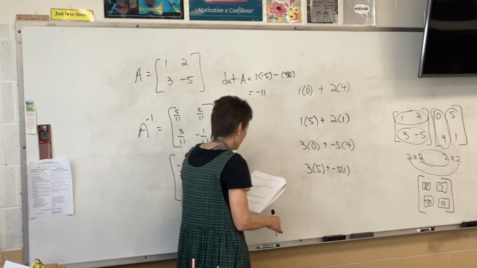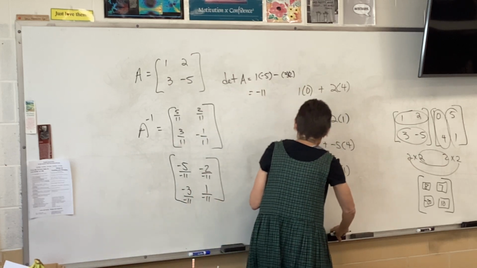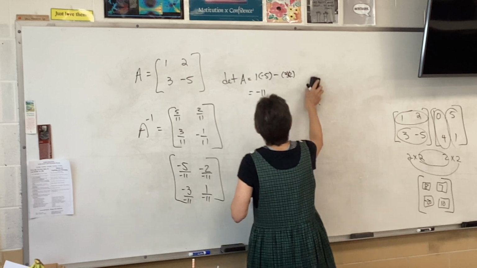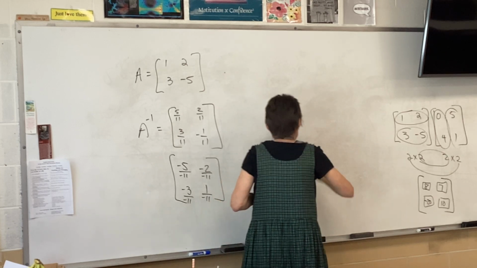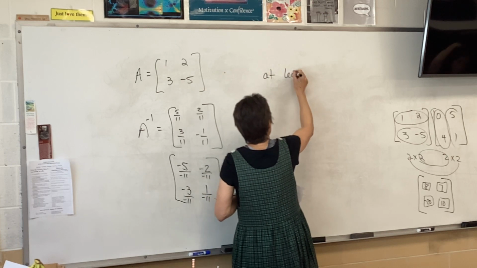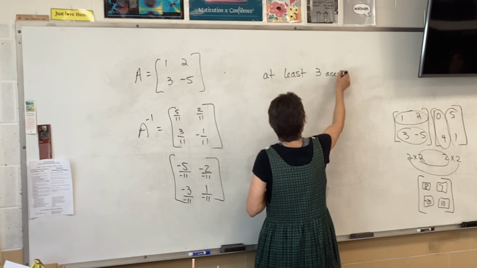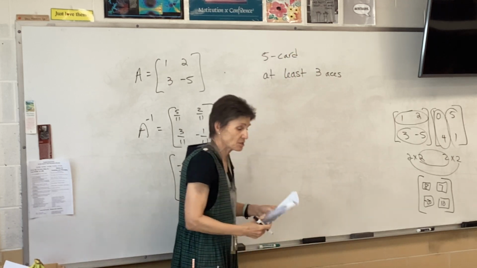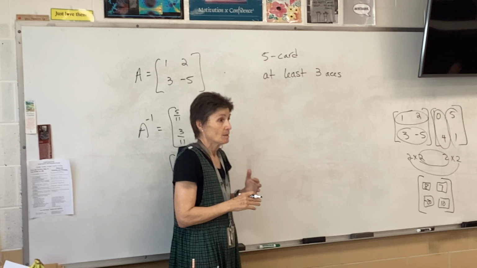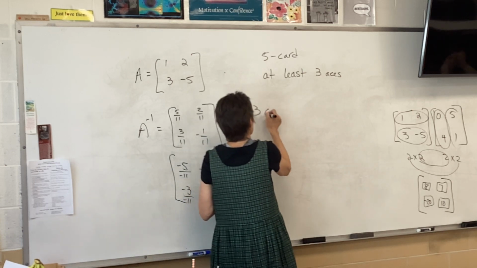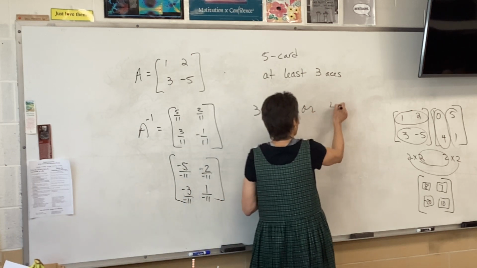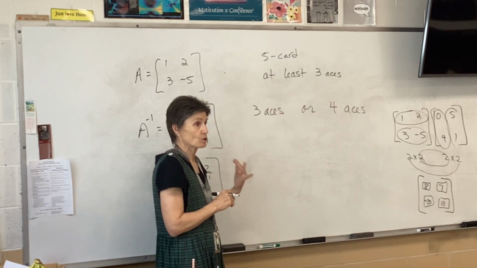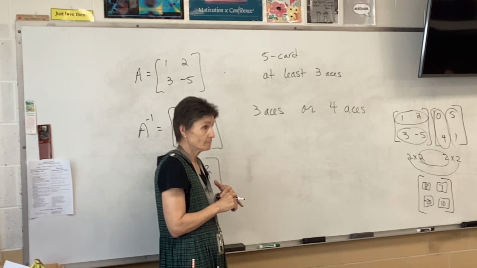This calculator problem. 5-card hand, what is the probability that you will get at least 3 aces? Okay, what does at least 3 aces mean? This is a 5-card hand. So what does that mean? At least 3 means I could get 3 aces, or I could get 4 aces. Now you can't get 5 because there aren't 5, right? So it's 3 or 4.